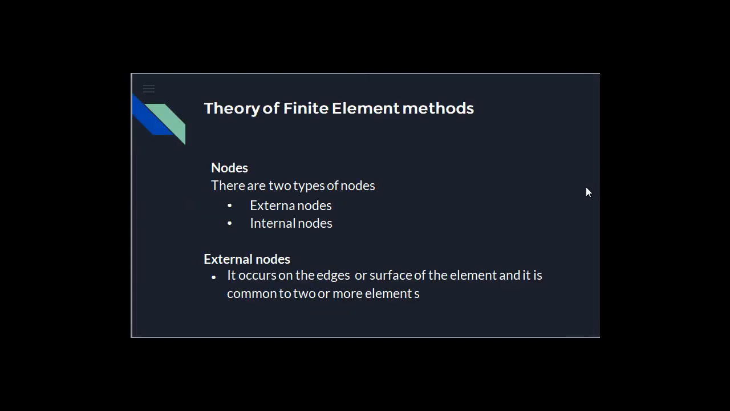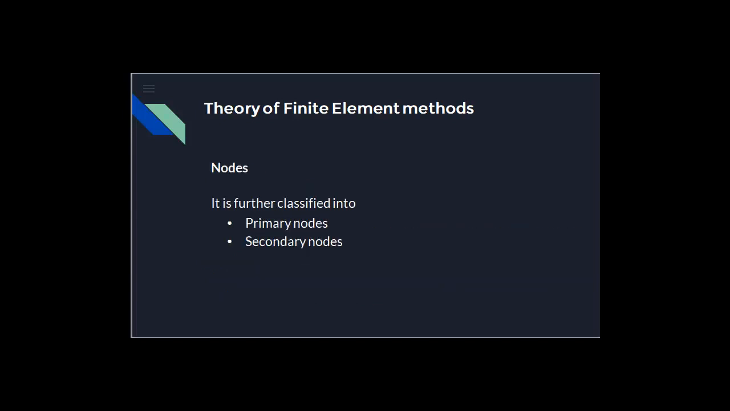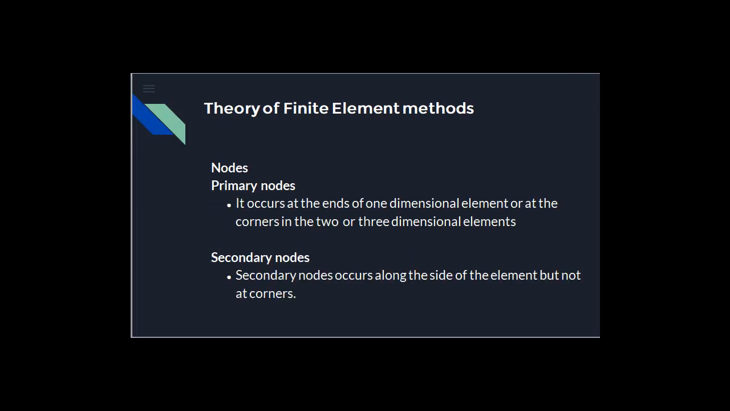Nodes are basically divided into two: external nodes and internal nodes. The external nodes occur on the edges or surface of the element, and are common to two or more elements. The external nodes are further classified into primary nodes and secondary nodes. The primary nodes occur at the ends of a one-dimensional element or at the corners of two- or three-dimensional elements, whereas secondary nodes occur along the side of the element but not at the corners. So when the nodes occur at the corners, they are primary nodes, and if they are along the sides of the elements but not at the corners, they are secondary nodes.